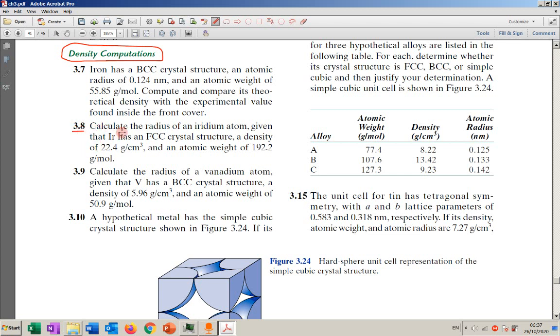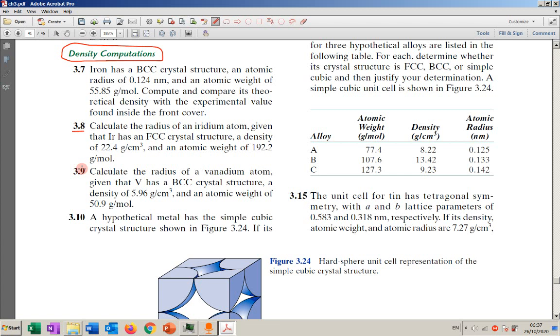It says calculate the radius of an iridium atom given that iridium has an FCC crystal structure, a density of 22.4 gram per centimeter cube, and an atomic weight of 192.2 gram per mole. Now this time we have the density. As I said, we're using the density to calculate something else on the crystal structure.